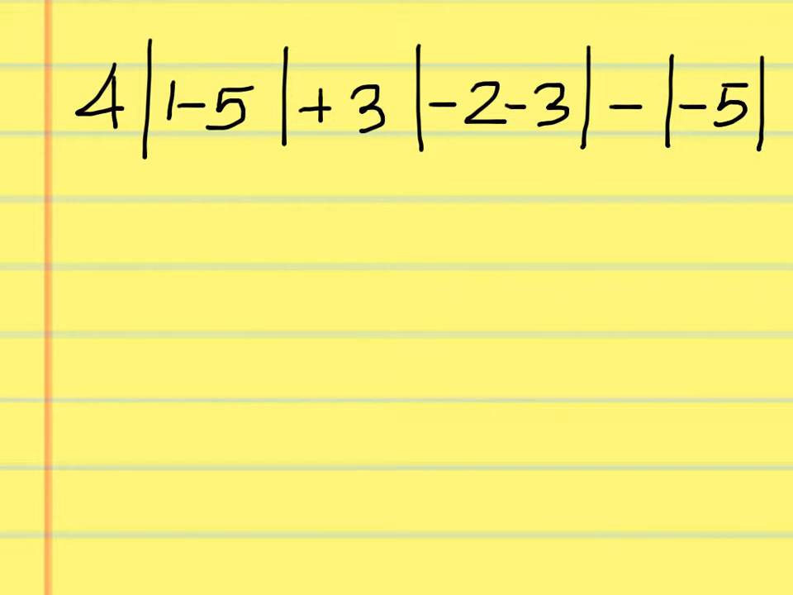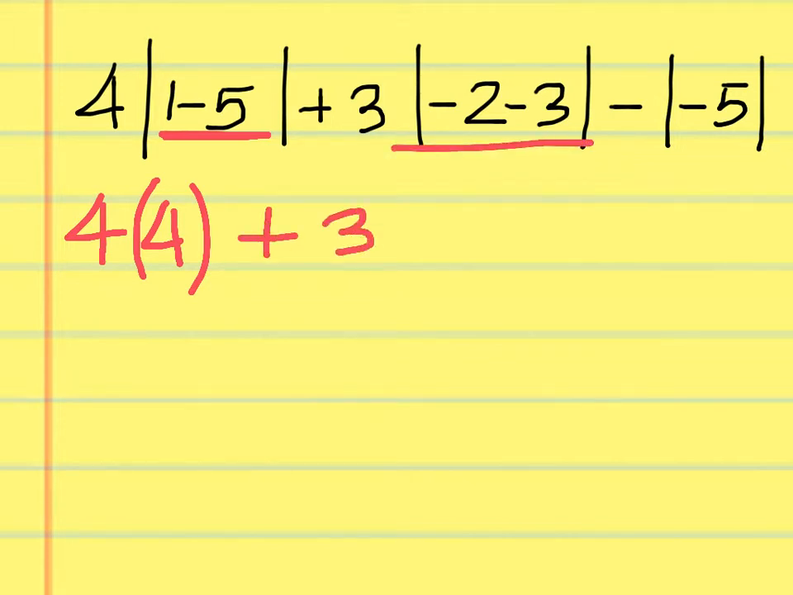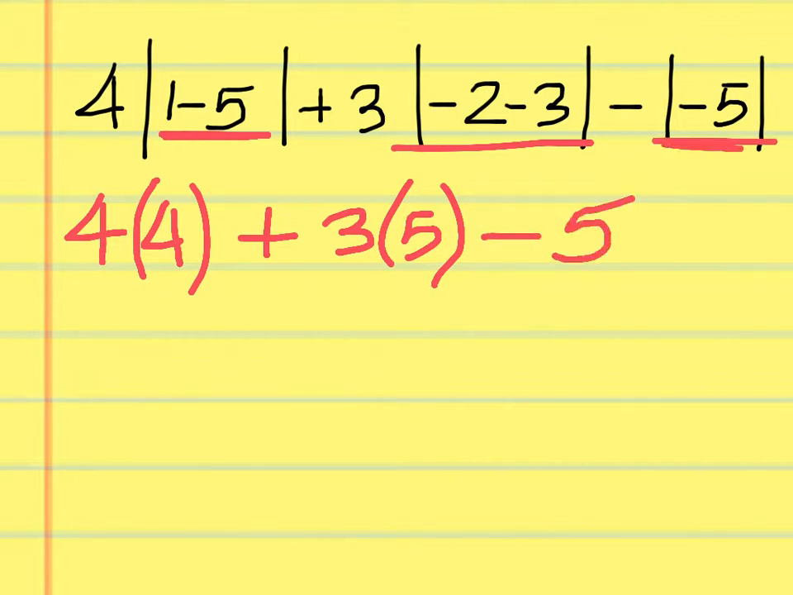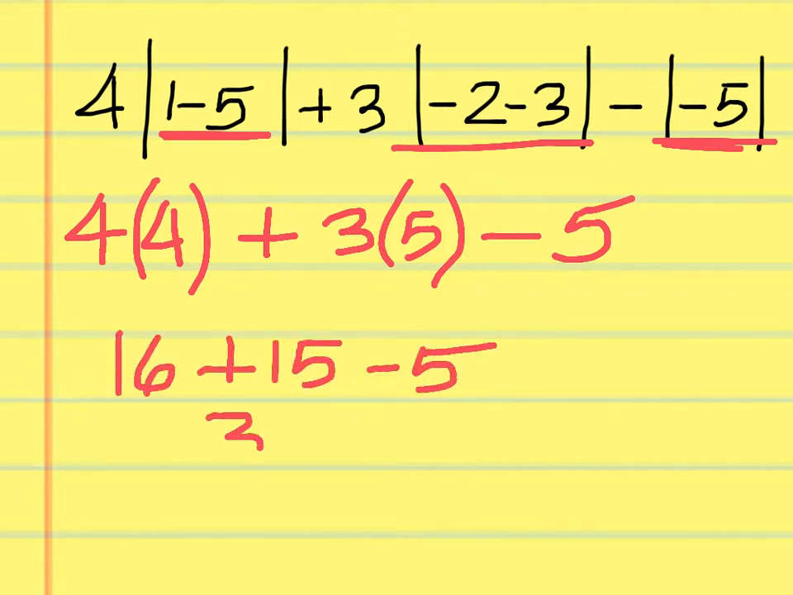Simplify this as you go. We have 4 times the absolute value of this. This comes out to be a positive 4, so we'll just put 4 times 4. And then 3 times the absolute value of this. Negative 2 minus 3 is a negative 5. Absolute value of negative 5 is 5. And then minus the absolute value of this, so it'll be minus 5. So that's going to be 16 plus 15 minus 5, which is 31 minus 5. The answer should come out to be 26.